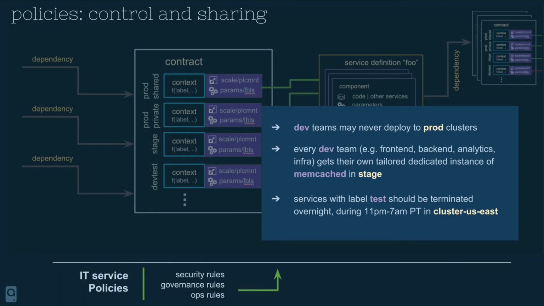For dev test services, you might mandate dev teams cannot deploy to production, and further add each dev gets their own instance of memcached in stage. You can also optimize your utilization by specifying a rule to terminate test instances overnight in a particular cluster. Aptomi's rules provide powerful security, governance, and operational control and enforcement.